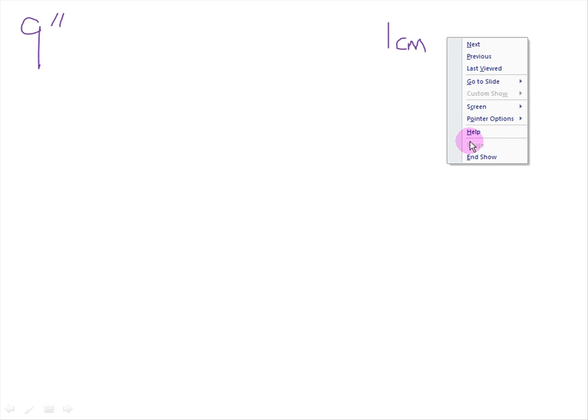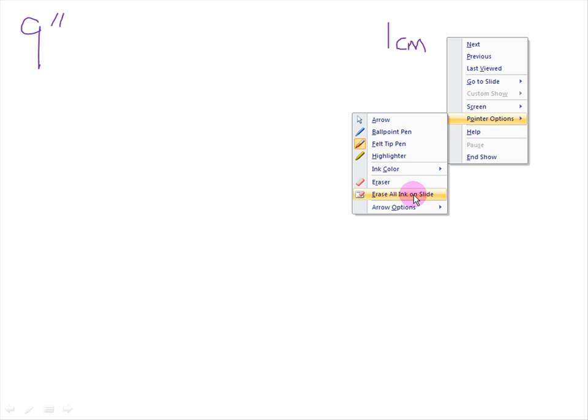All right, convert 9 inches into centimeters. 9 inches. We want to know how many centimeters. Well, it turns out 1 inch is exactly equal to 2.54 centimeters.